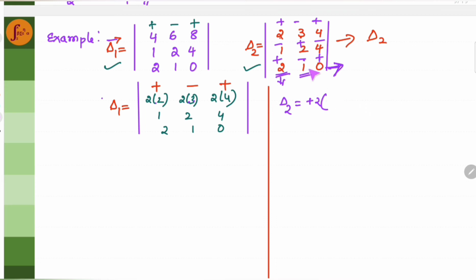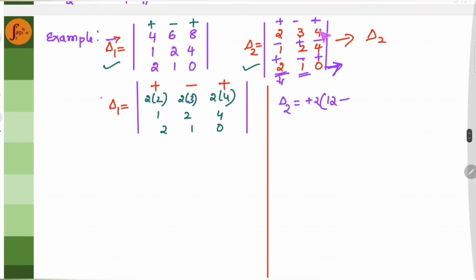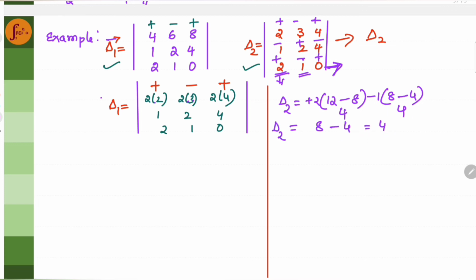So we'll take plus 2 into, the elements we have are 12 minus 8. Then the second element is minus 1 into the elements 2 and 4, that is 8 minus 4 into 1, which is 4. So 2 into 4 is 8, 8 minus 4. We get 4 as determinant 2 value. So this is determinant 2.